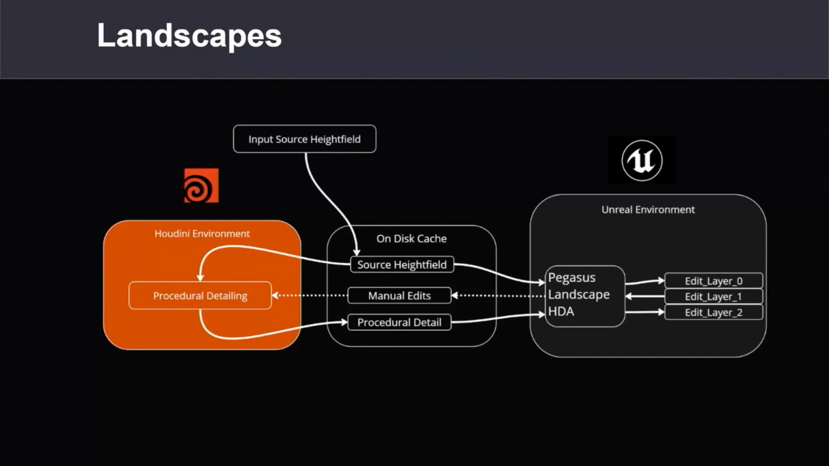Actually, before I even do that, I'm going to talk a little bit about the overarching workflow we used. So this image represents that, where we have our source incoming from outside of this network. And then that source height field gets read by both Houdini and Unreal. It lives in a permanent place on disk. There's an HDA that lives in Unreal, which writes the manual edits to disk next to the source. And then Houdini reads from both of those to do the final procedural flourishes on top, which gets read back into Unreal.